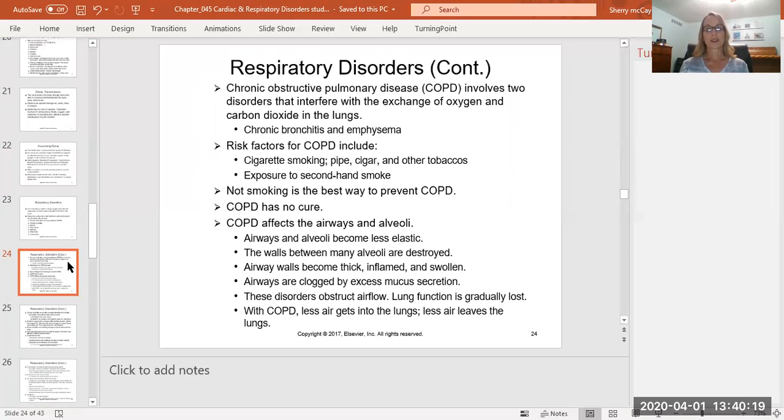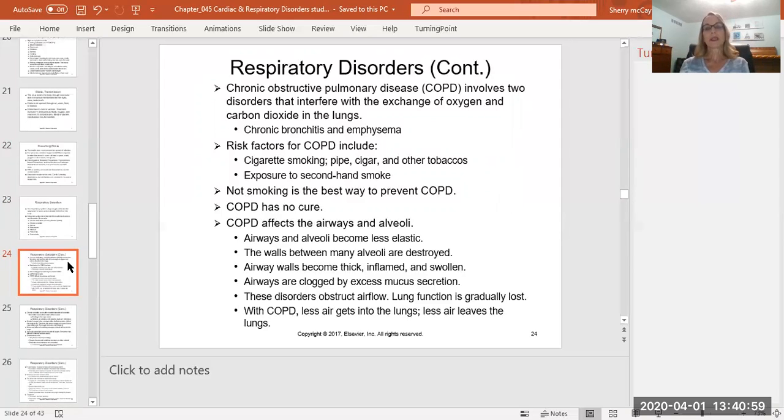COPD has no cure. COPD affects the airways and alveoli. Airways and alveoli become less elastic. The walls between many alveoli are destroyed. Airway walls become thick, inflamed, and swollen. Airways are clogged by excess mucus secretion. These disorders obstruct the airflow. The lung function is gradually lost. With COPD, less air gets into the lungs and less air leaves the lungs. Okay, so there's not a lot of exchange there, which we need to get the oxygen to all of our body parts and organs, etc.